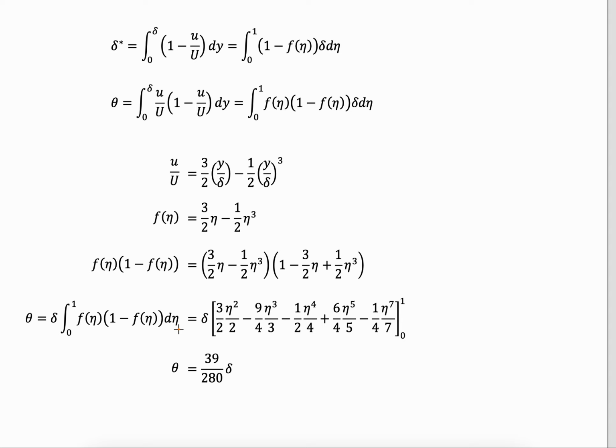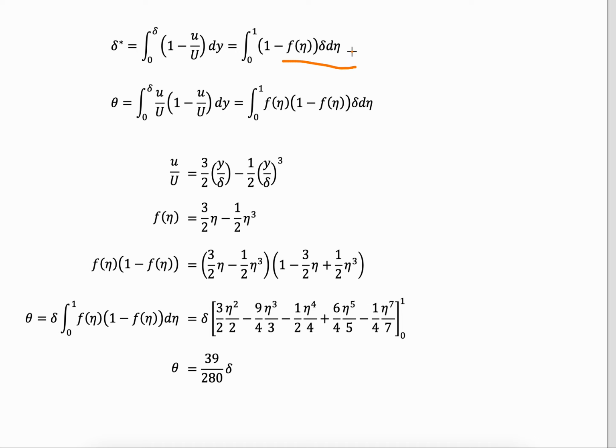So I would like to share with you, I think you already know, if we use the idea of eta here, to calculate the delta star we have two types of equation. One is the integral of 1 minus u over U dy, and then we could change it into eta as shown here: the integration from 0 to 1 of 1 minus f(eta) times delta d eta.